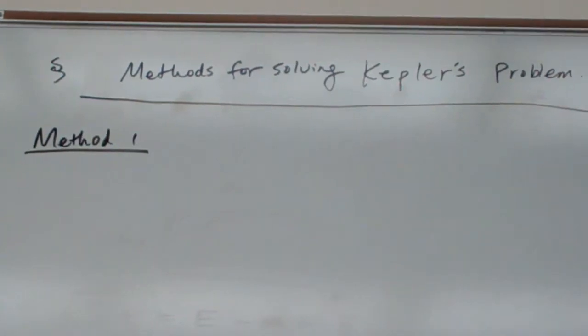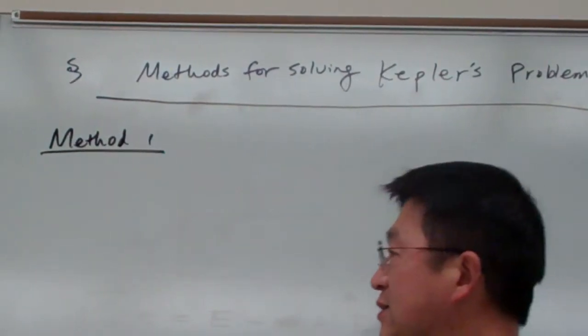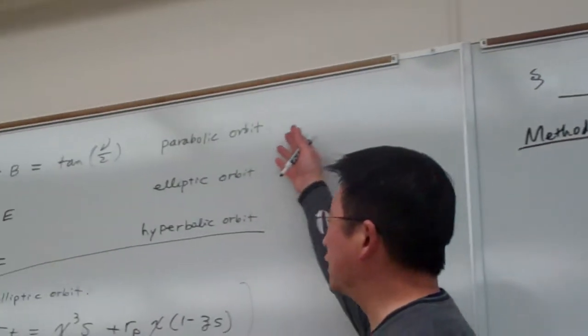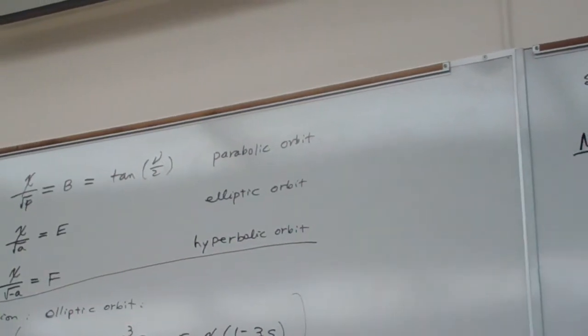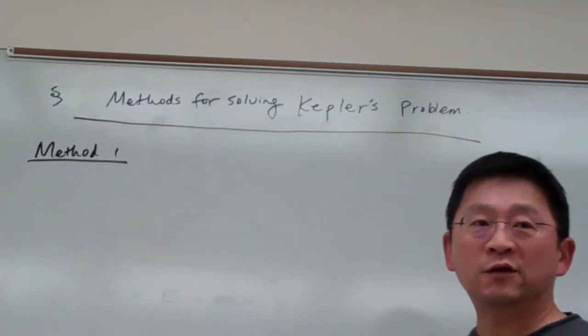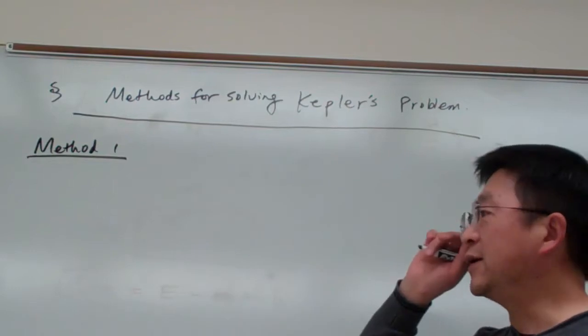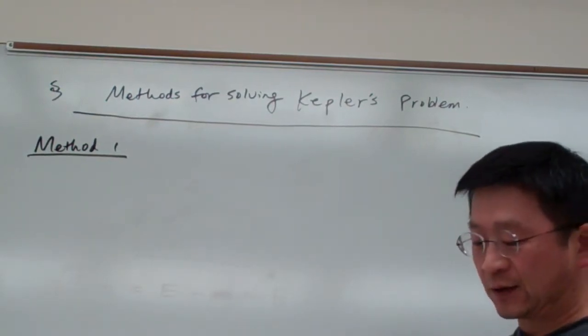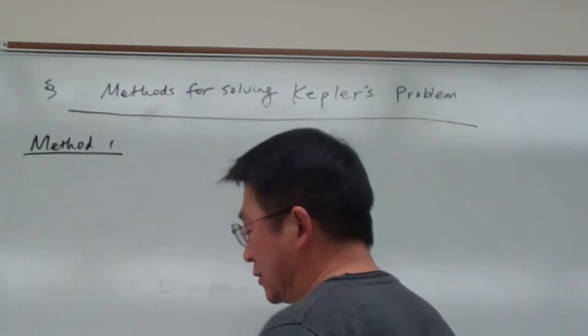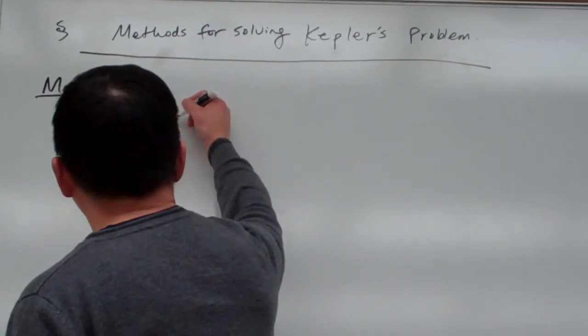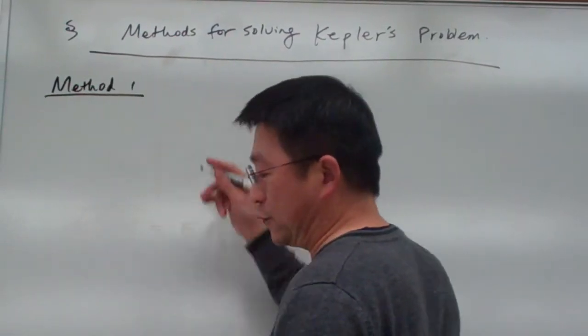In the very beginning, we have three sets of different formulations for Kepler's problem. And in the first portion of the homework, we have done the exercise for this. But here, let me summarize. Method one is what we have done before.